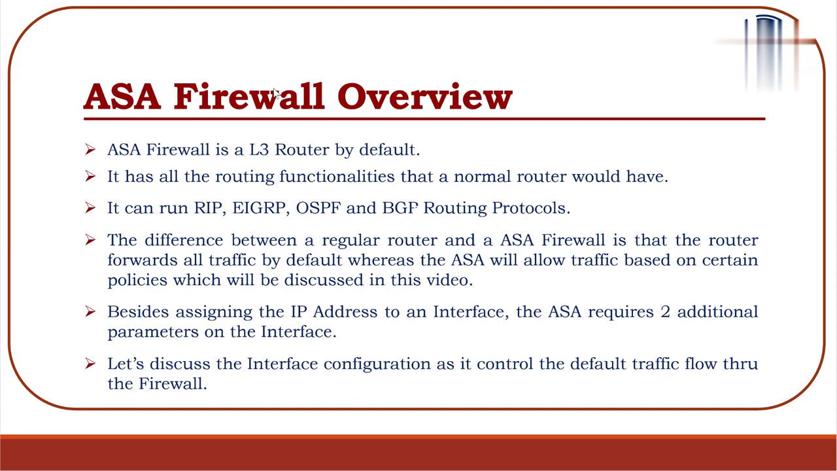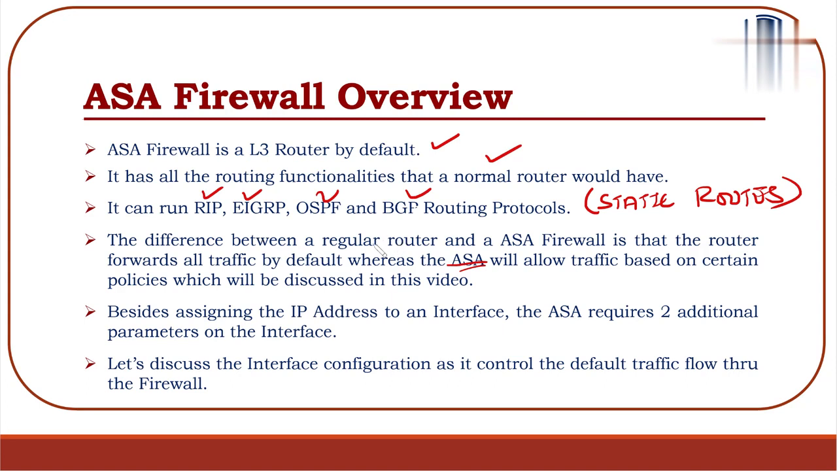So coming back over here as an overview, it is a layer 3 device, has all the normal functionalities of a router running RIP, EIGRP, OSPF, BGP, and static routes. We'll do labs on that as well. The difference between a regular router and ASA is that by default, the router will route all the traffic, ASA will not. It has certain policies that need to be adhered to that you will take a look at as we go through the video that will govern the default flow of traffic through the firewall. Actually, it's a core component of this particular video.